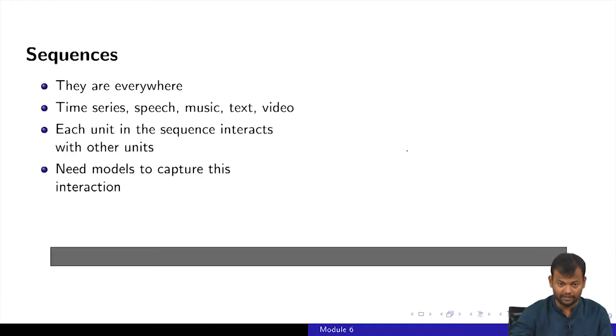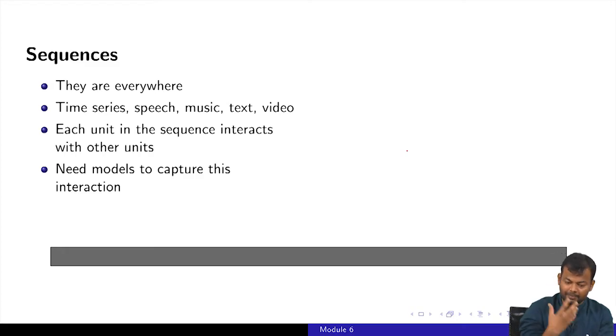So you have time series, which is like say the stock market trends or any other kind of series. Then you have speech, which is again a series of phonemes, or you can have music, you have text, which is a series of words. You could even have videos, which are a series of images, right? Each frame can be considered to be an image and so on, right?